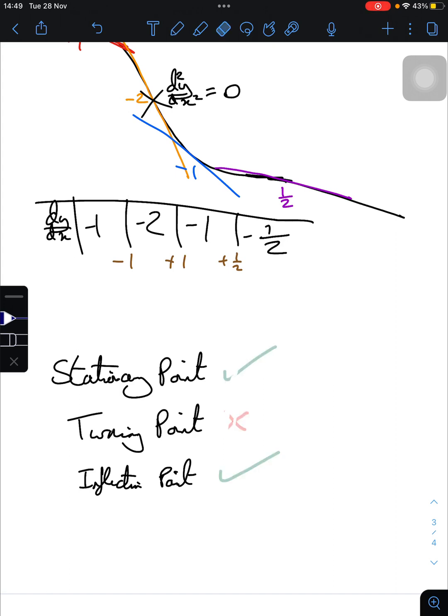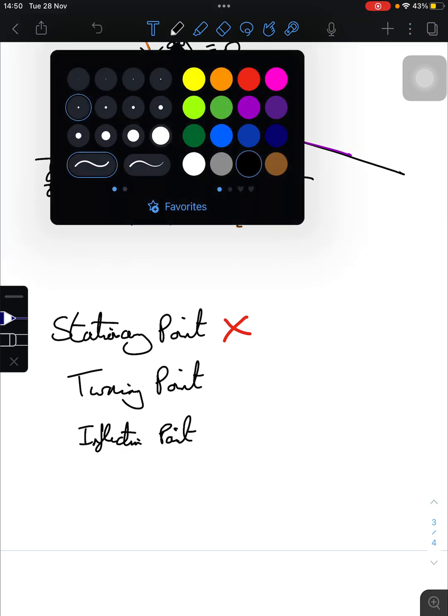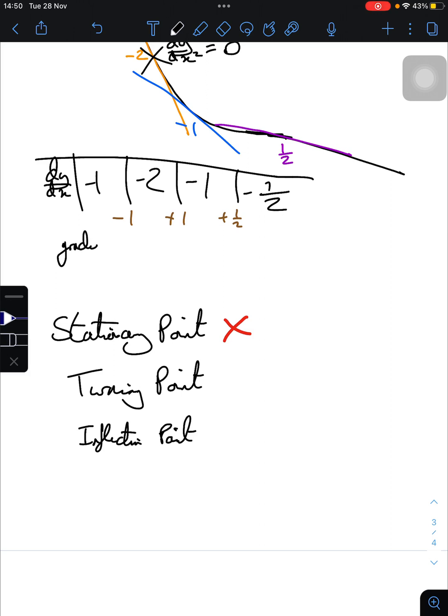So in this case here, stationary point, well, there's no point there where gradient equals 0. And so therefore, do we have a stationary point? No, we don't. Do we have a turning point? Well, if we look carefully here, our gradient is decreasing up until this point, and then the gradient suddenly starts increasing. And because it goes from decreasing to increasing, and I'm looking at the brown numbers here, or the differences in between, we do have an inflection point.